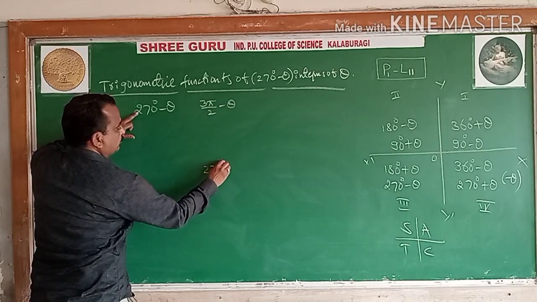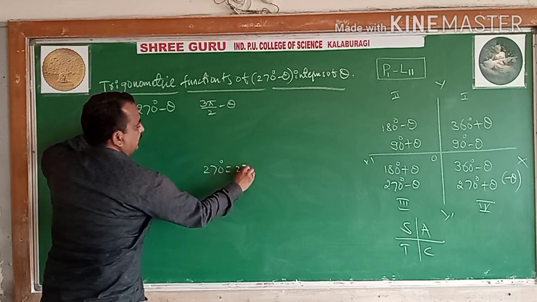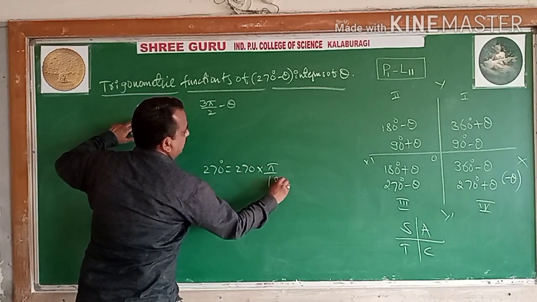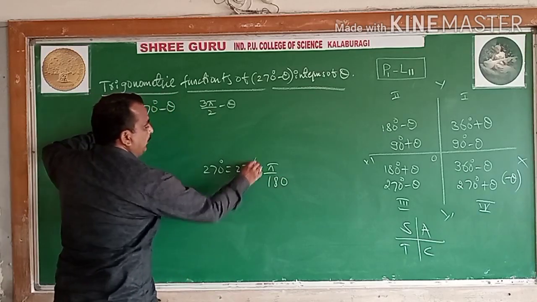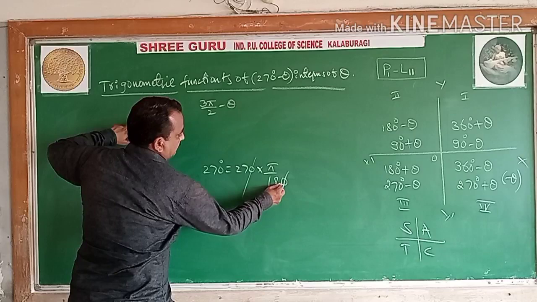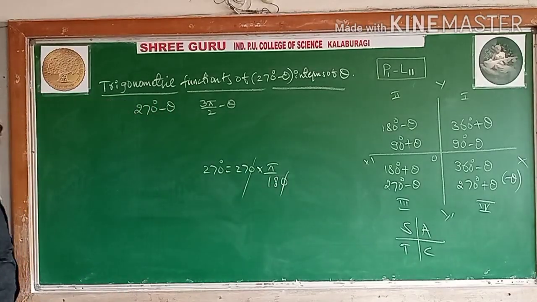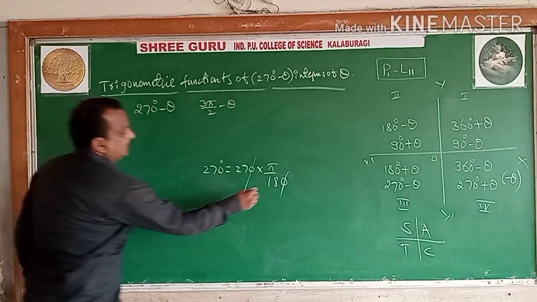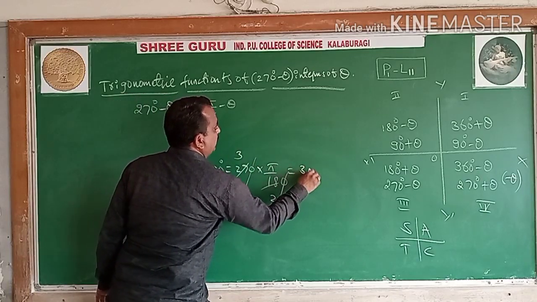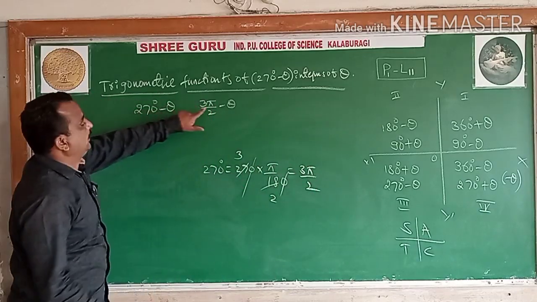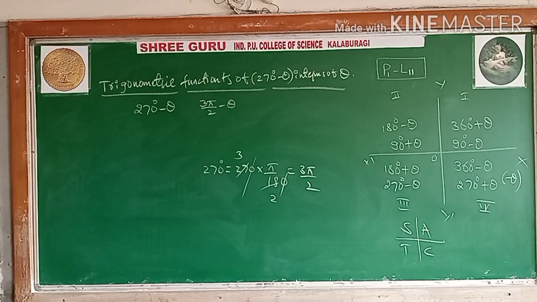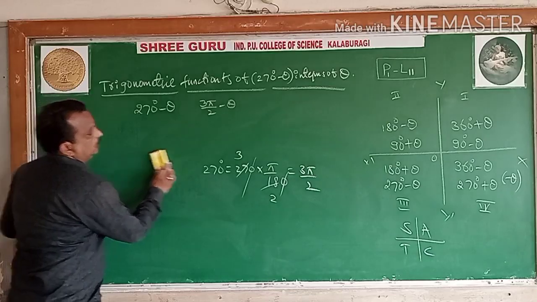Conversion of 270 in terms of radians: multiplying by pi by 180. So this 0 0 gets cancelled. See 270 degree here. 9 2 is 18, 9 3 is 27. Is it 3 pi by 2? Yes, 270 can be taken as 3 pi by 2 minus theta. Now let us see.